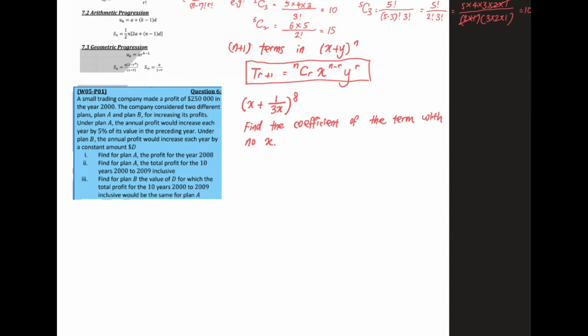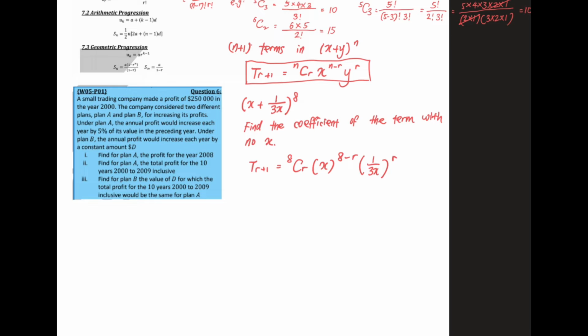Find the coefficient of the term with no x. So which term is that? If you go and expand, you will have 9 terms, so it is a waste of time to expand. But if you use this formula, then it will be easier. So T(r+1) equals, the n is 8, 8Cr, the x, then x to the power of n minus r, the y is this one, (1 over 3x) to the power of r.